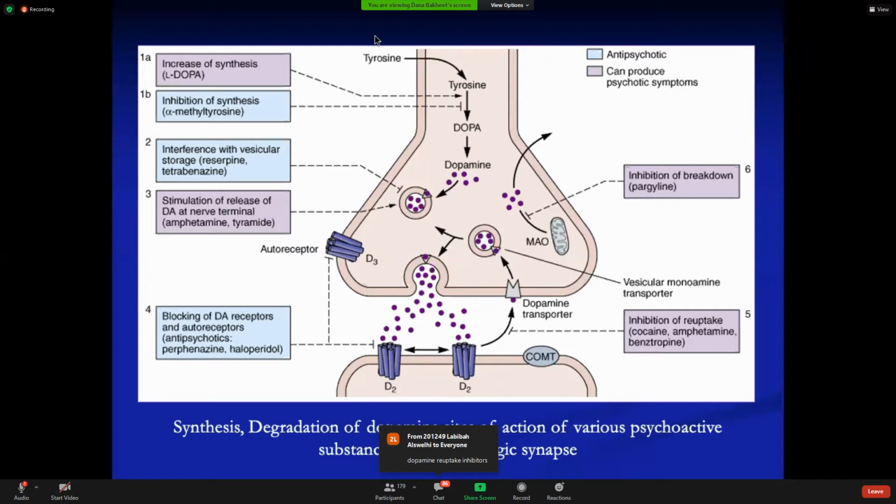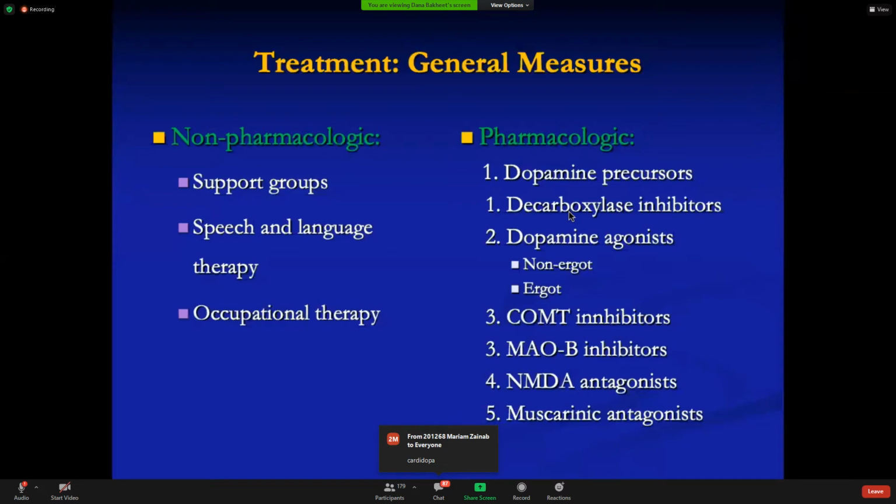Dopamine reuptake inhibitors, no. Yes, it's good thinking, but we don't have them. It's mostly these. I will mention them now. I put them for you. Let me tell you how I put them for you, really in an easy way. The pharmacological one is, as you see, dopamine precursors, like someone has mentioned. But with the dopamine, I put number 1, the decarboxylase inhibitor, and I'll explain why.